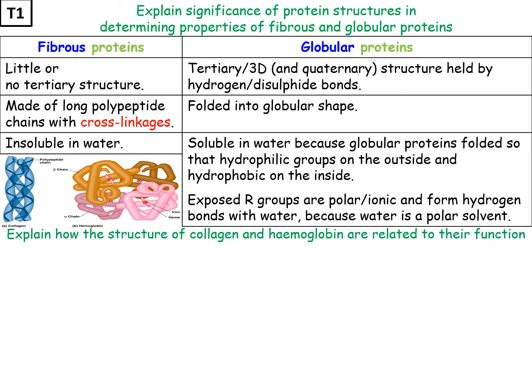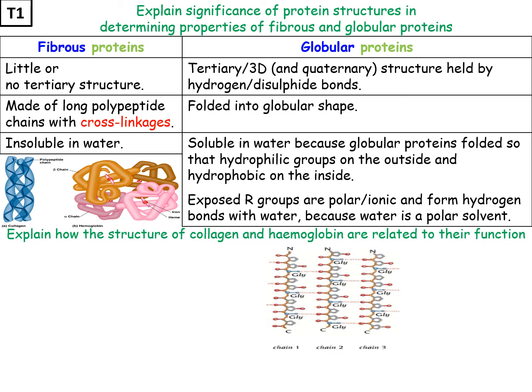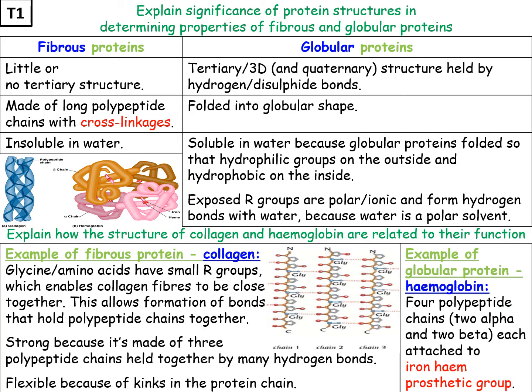Explain how the structure of collagen and hemoglobin are related to their function. Due to the way that these proteins are structured, they have an impact on the function of the protein. So this is collagen here, and you can see it's actually made up of 3 different polypeptides. But these polypeptides are forming cross linkages with each other, which are hydrogen bonds. And in collagen, they are mainly made of glycine or very small amino acid groups, and this enables the collagen fibers to be much closer together.